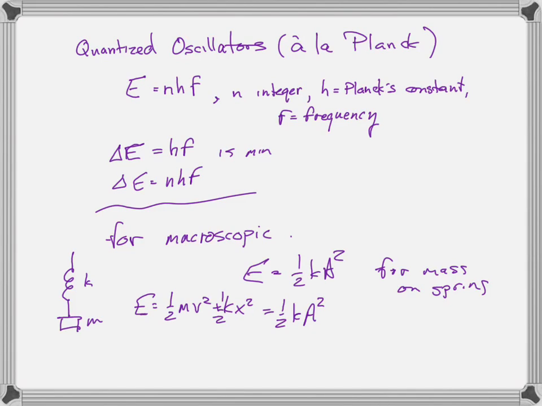If a can be anything, then how can this hold? How can we have that we can only change it by nhf? The fact is that macroscopically a can really be anything, to our ability to measure it. A change of hf, a single quantum of energy, is so small it's immeasurable. But it is true that oscillators are quantized and can only come in chunks of hf. But hf is so small that it's not measurable on a macroscopic scale. So let's just see that.